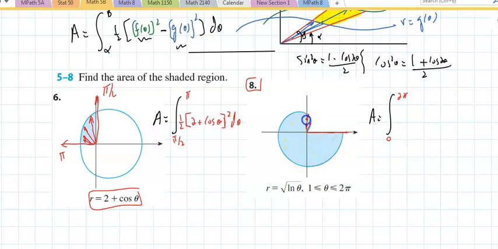So if I run my arrows, I'll notice you're always running from the origin. That's always how it works. And it looks like I'm going to trace all the way till the end the square root of natural log of theta squared d theta.